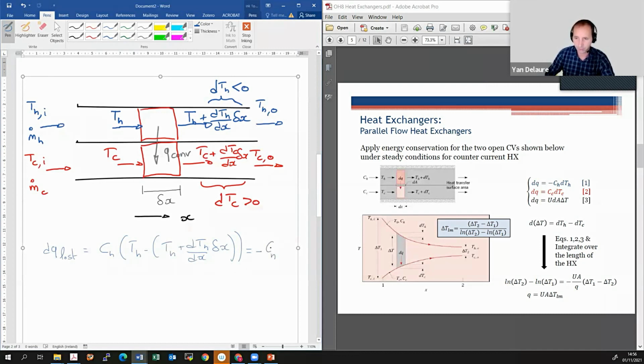Minus C_H, and then we have our dT_H over dx. That's this quantity there, which is all this quantity. The minus comes from the fact that this and this cancel out. I'm just left with minus of all this.